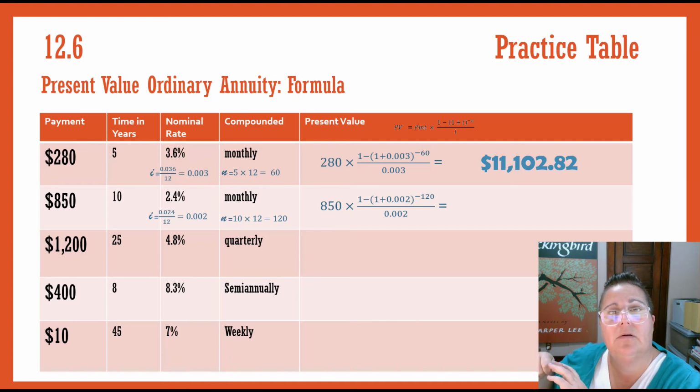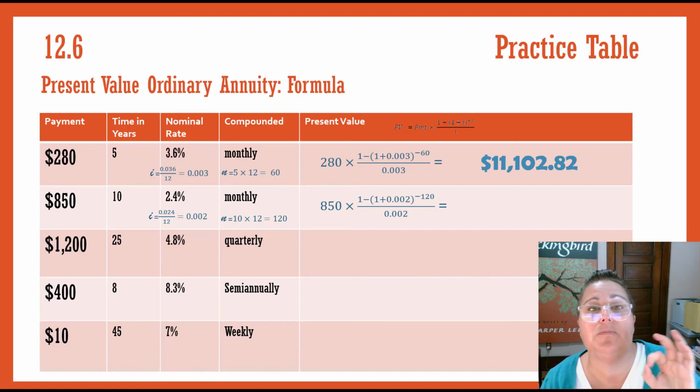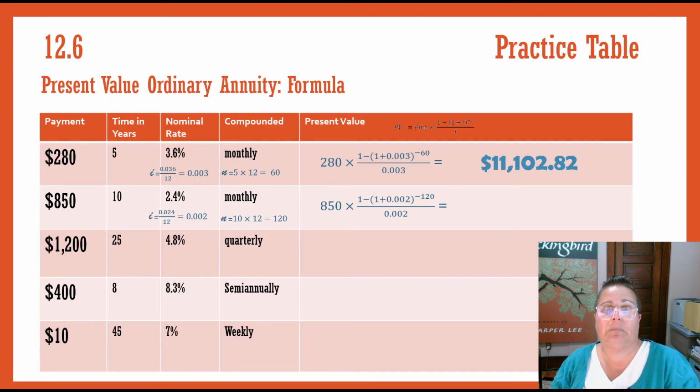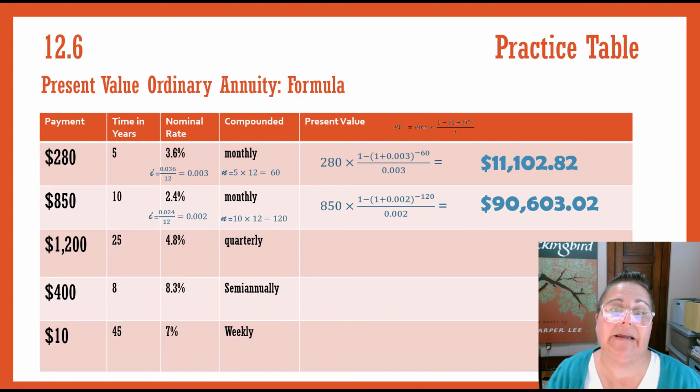You got that number? Now do 1 minus that number. You can store it. You can do second answer. You can retype if you have to. Now take that number and divide it by 0.002. This number, this answer, should be less than 120. It should be less than 120. Now multiply that by 850, and you should get $90,603.02.